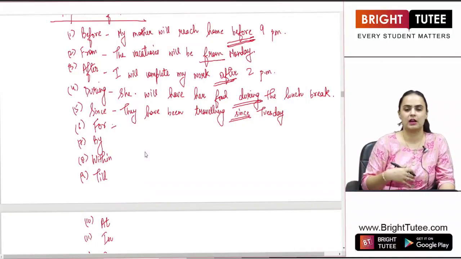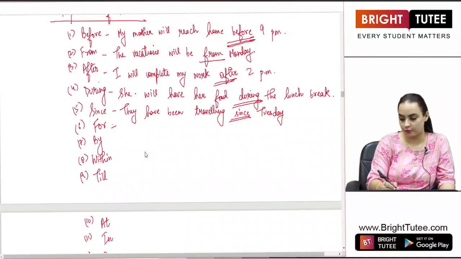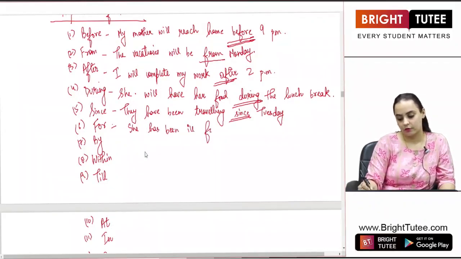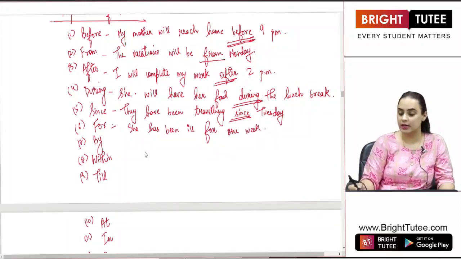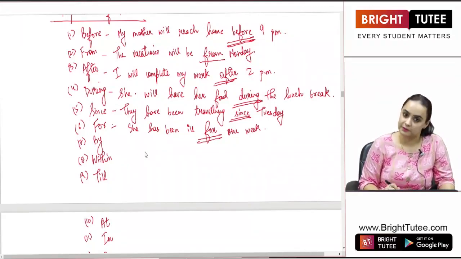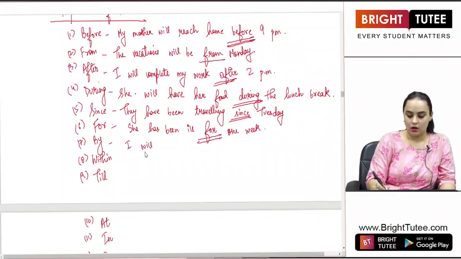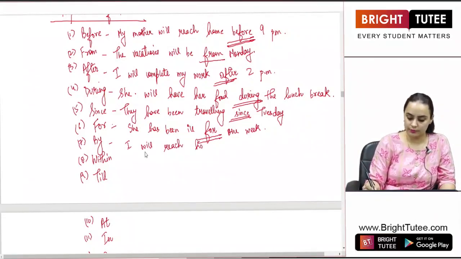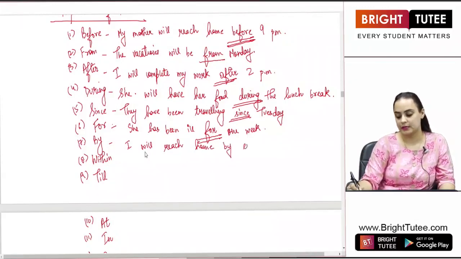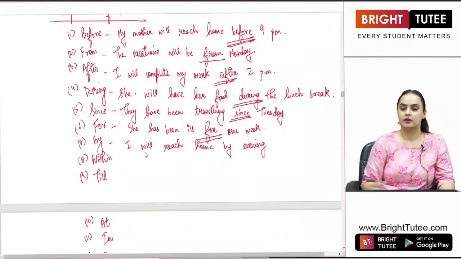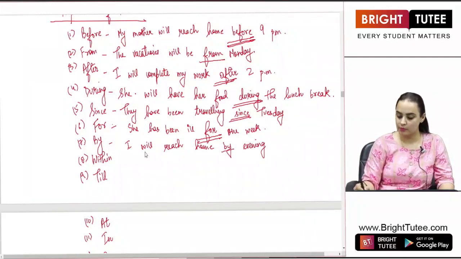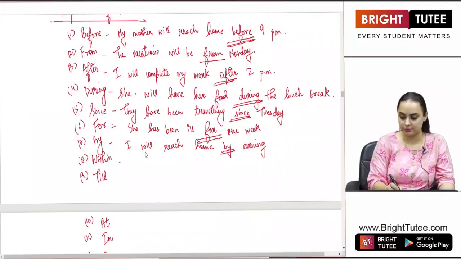For, we've discussed a couple of examples above also for. So if I say she has been ill for 1 week. So what is the time for which she has been ill? For 1 week. By, if I say I will reach home by evening. So what is the time when I will reach home? By evening. So by is the preposition.